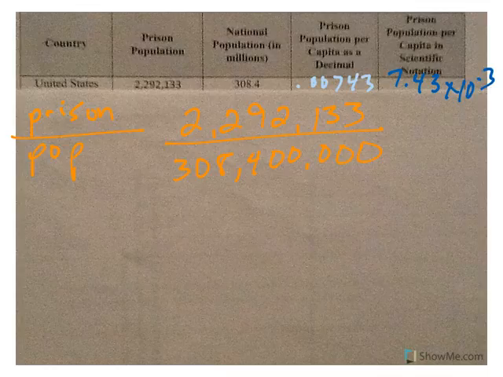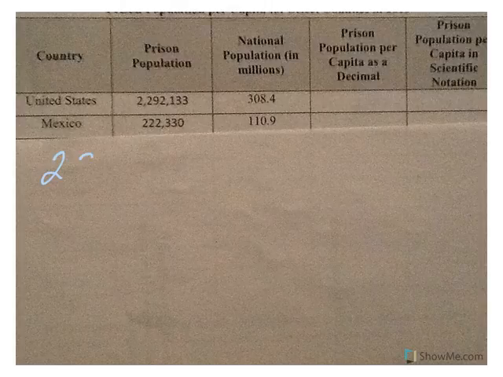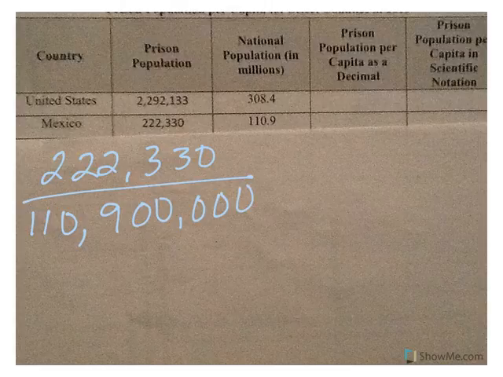Now we're going to do the next one together as well. So Mexico, we want to put the prison population on top, so 222,330 divided by 110.9 million, so 6 places after the decimal, because one of them is a 9, the other 5 would be zeros. And we divide, and that will get you 0.002, which is the same as 2 times 10 to the negative third.